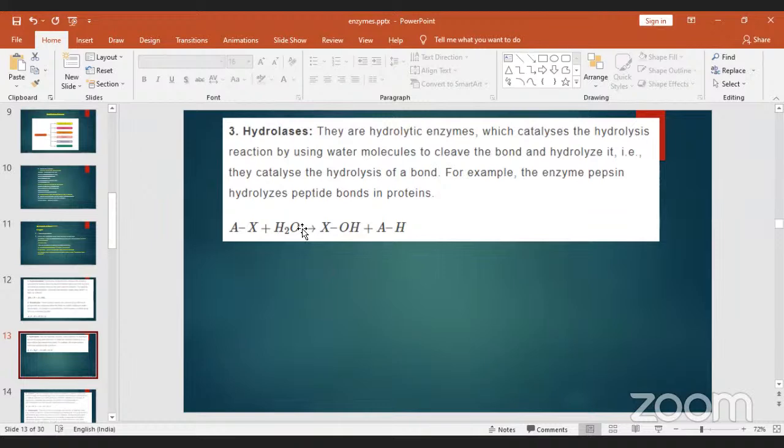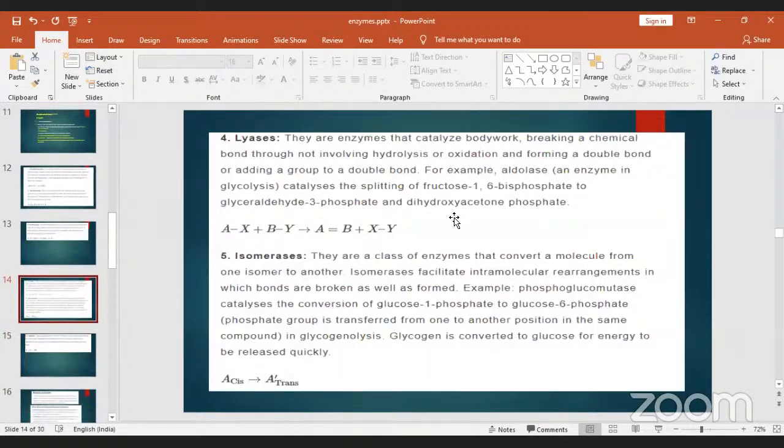Okay, hydrolases. These are enzymes involved in the cleavage of bonds by the addition of water, that is called hydrolases. Cleavage of bonds by the addition of water. Now the next one, lyases. So these are also enzymes involved in the removal of phosphate from the substrate. Lyases, removal of phosphate from the substrate.